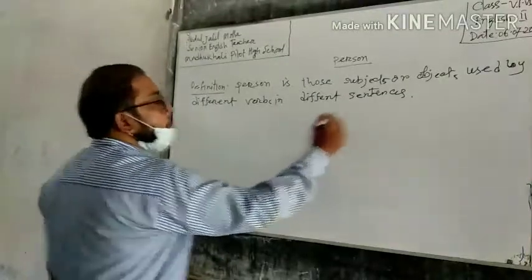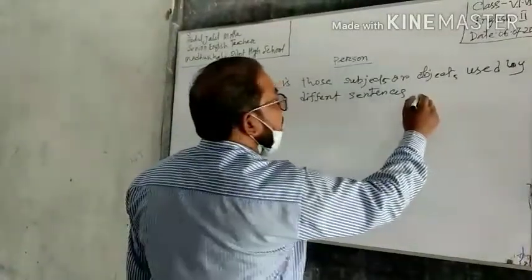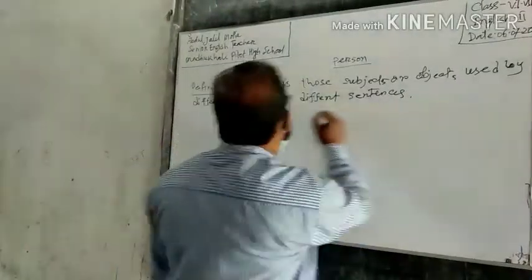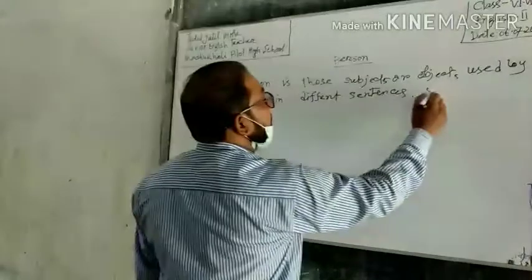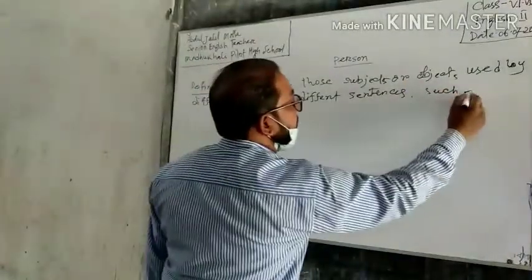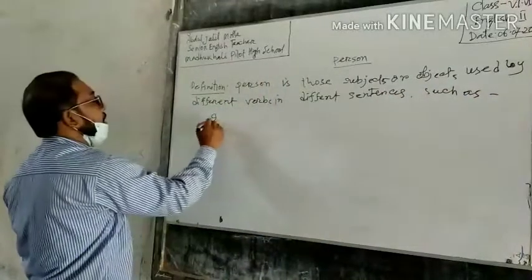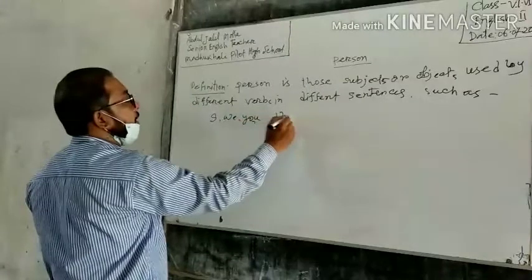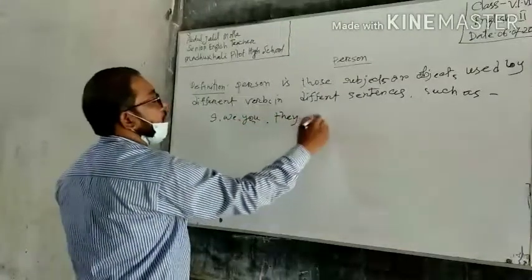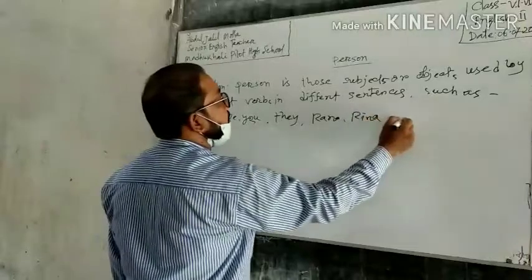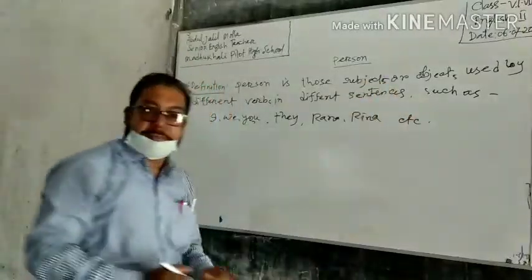Now, I am going to give you some examples here, such as I, we, you, they, Rana, Rina, etc. Okay?